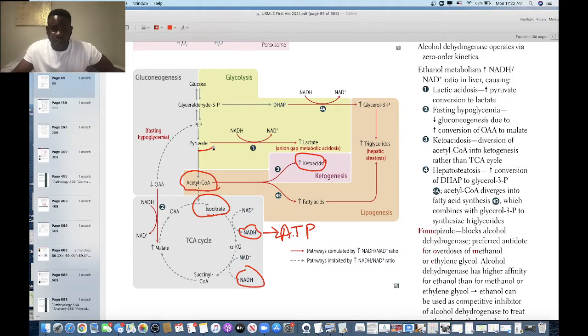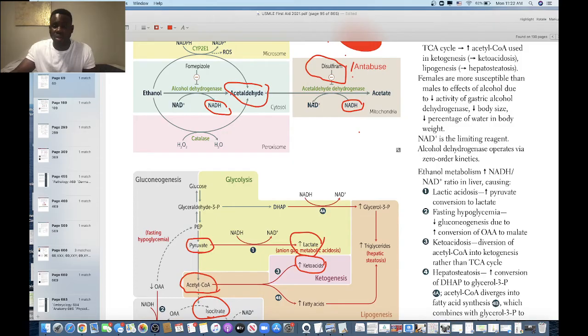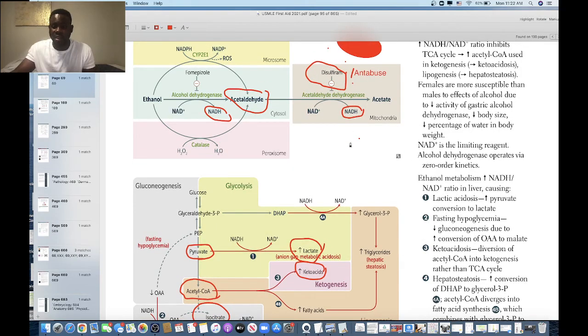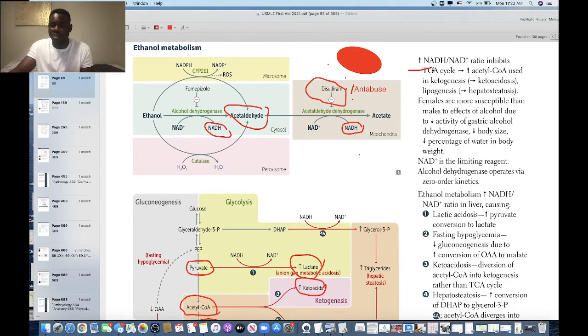Next, we can have excess what? Pyruvate also, because pyruvate will also accumulate. If pyruvate accumulates, what will happen? Anytime pyruvate accumulates, it will be converted into lactic acid. Therefore, if somebody takes a lot of alcohol, and then they have a lot of NADH, these are the effects of excess NADH, or the effects of excess what? Alcohol intake.